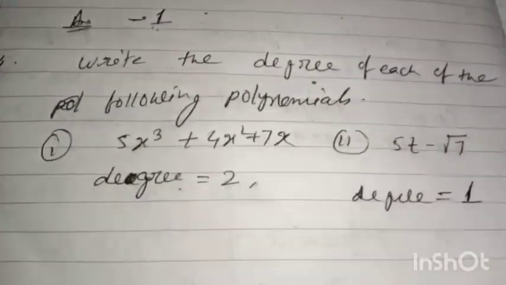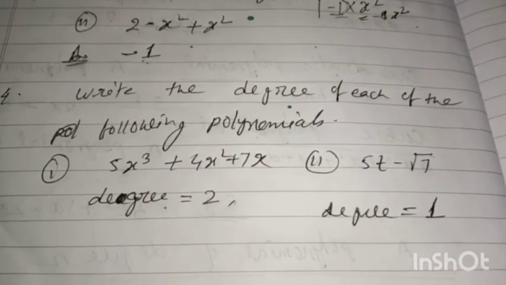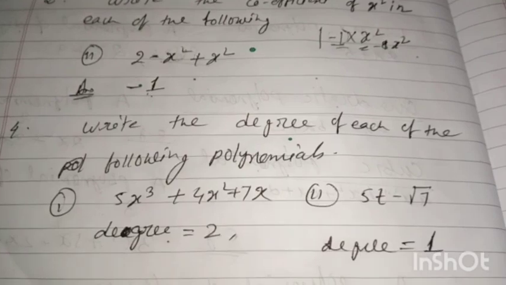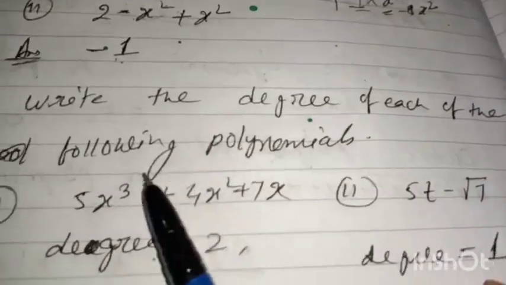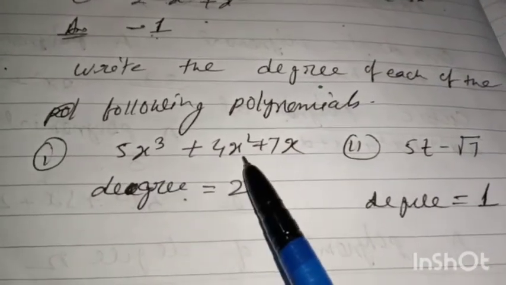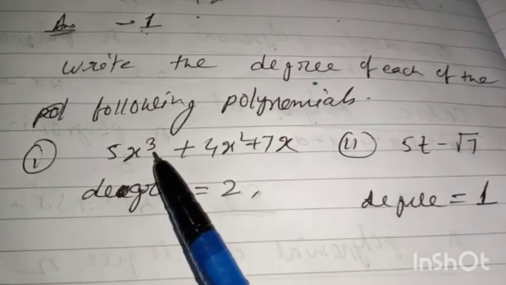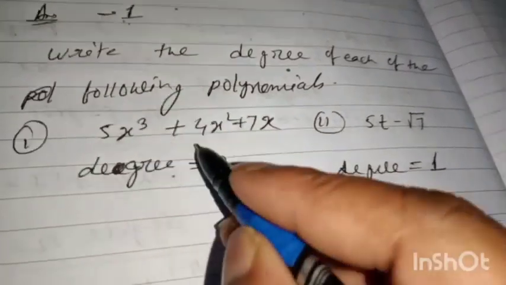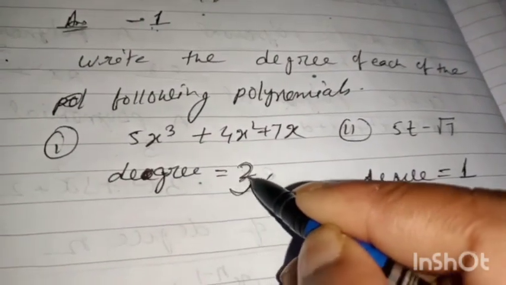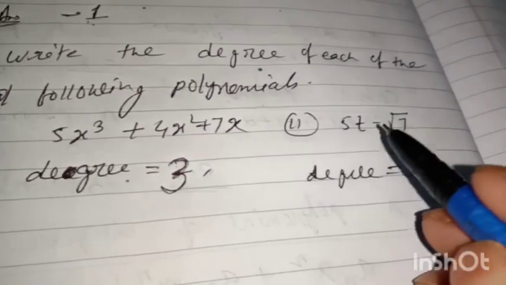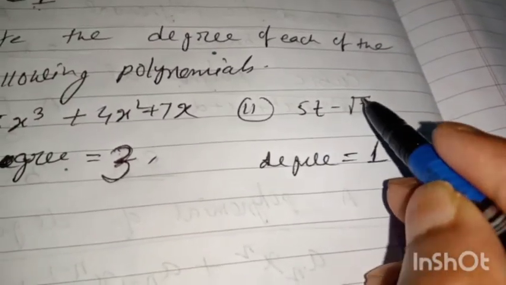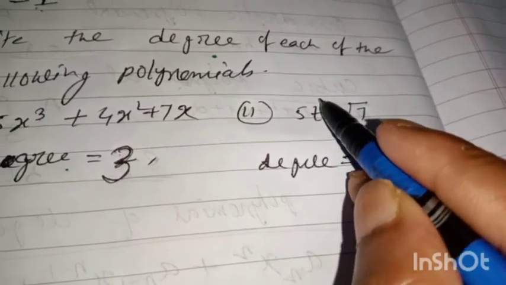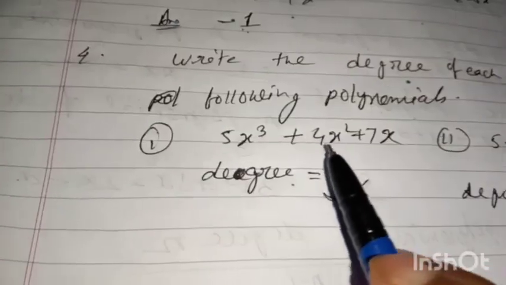Okay. Write the degree of each of the following polynomials. I already told you what the degree of a polynomial is: the highest power of the polynomial. So you can see in question number 1, 5x cube plus 4x square plus 7x. What is the highest power? 3. So the degree is 3. Then, 7 is not a variable. You have to see here, the variable is t. So what is the highest power? 1. So the degree is 1. So try to understand.